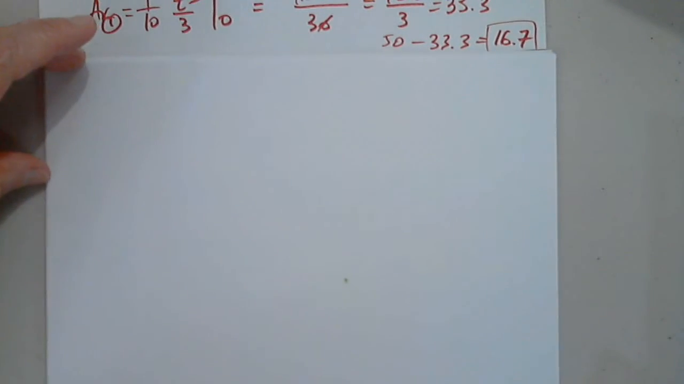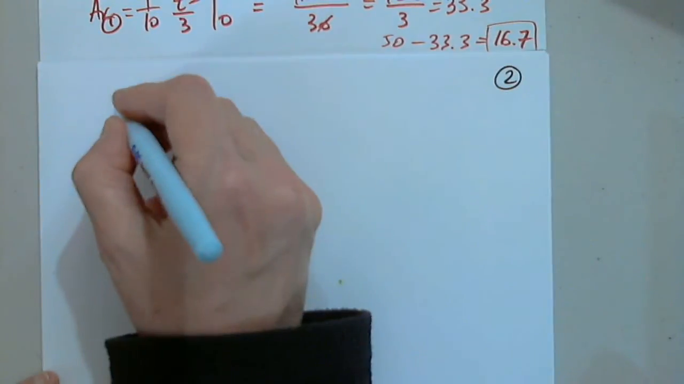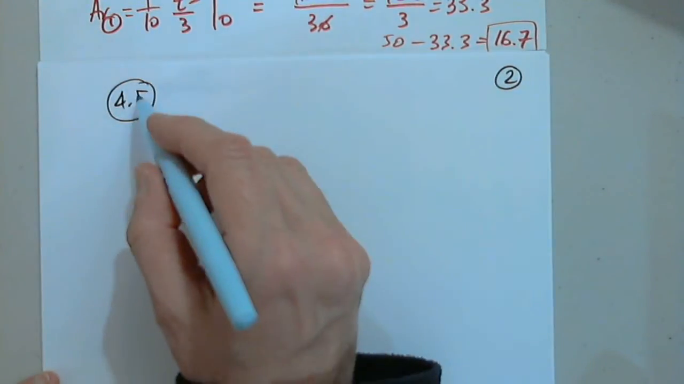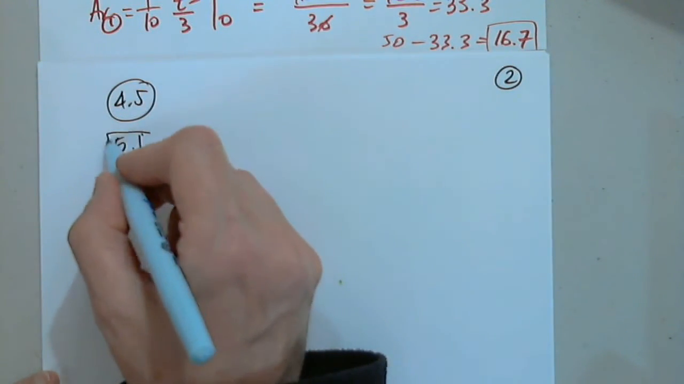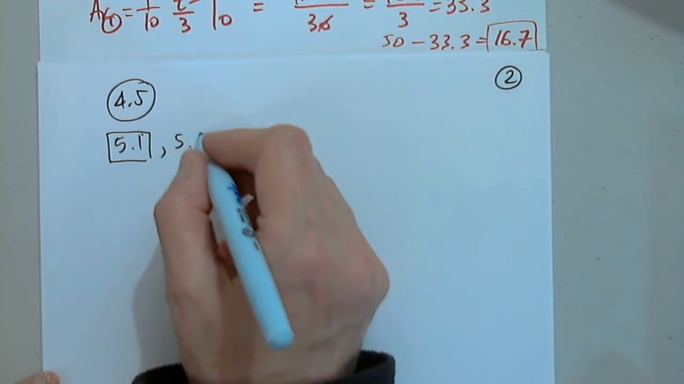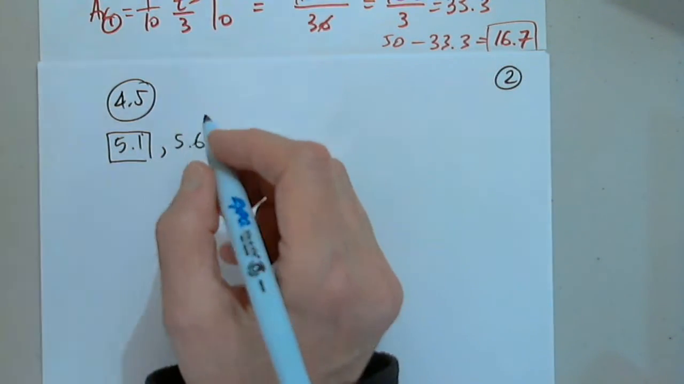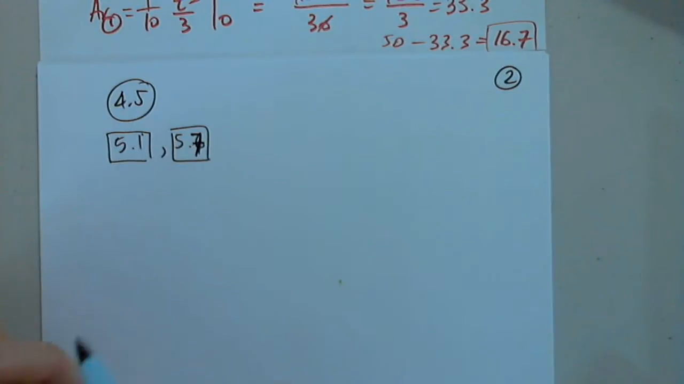Okay, so I would like to go back to 4.5 and work on more substitution. And then I would like to start chapter 5 with 5.1. We only look at 5.1 and 5.6. 6 or 7? I think it's 7 in chapter 5. Okay, I'm going to share my screen.